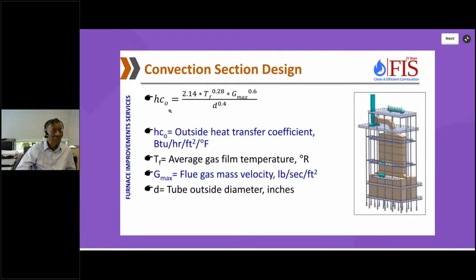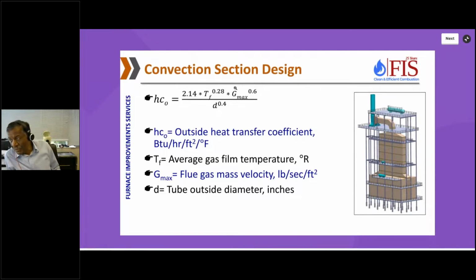And I'm just giving you an equation for calculating the heat transfer coefficient. And as you will see, there are two parameters I want to talk about. One is the flue gas mass velocity, and the other is the tube OD. You will see the higher the mass velocity, the more heat you will get transferred. And the second is the tube diameter. The lower the tube diameter, the better the heat transfer you will have. So if you can use 3-inch tubes as compared to 4-inch tubes or 6-inch tubes, you will get better heat transfer.